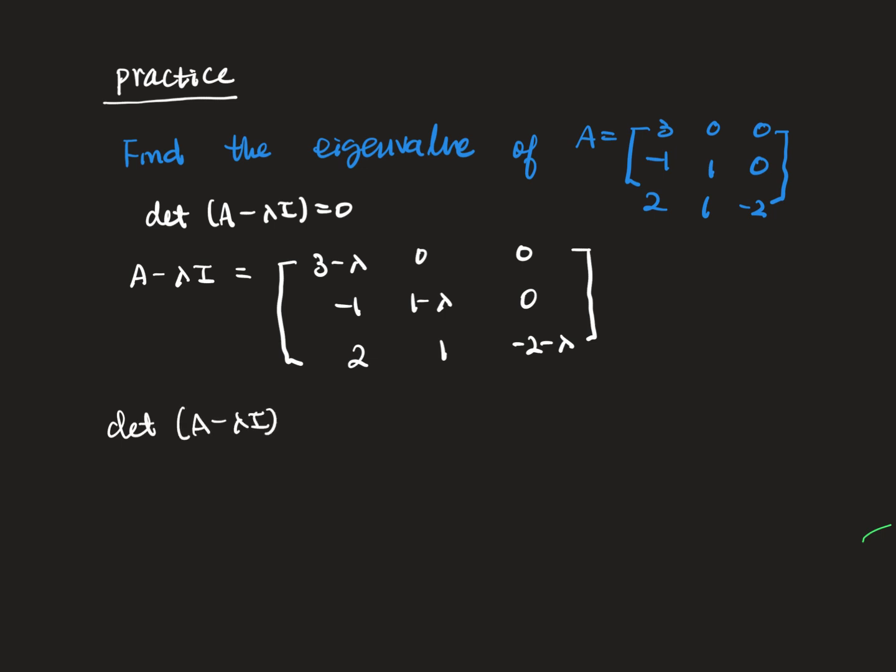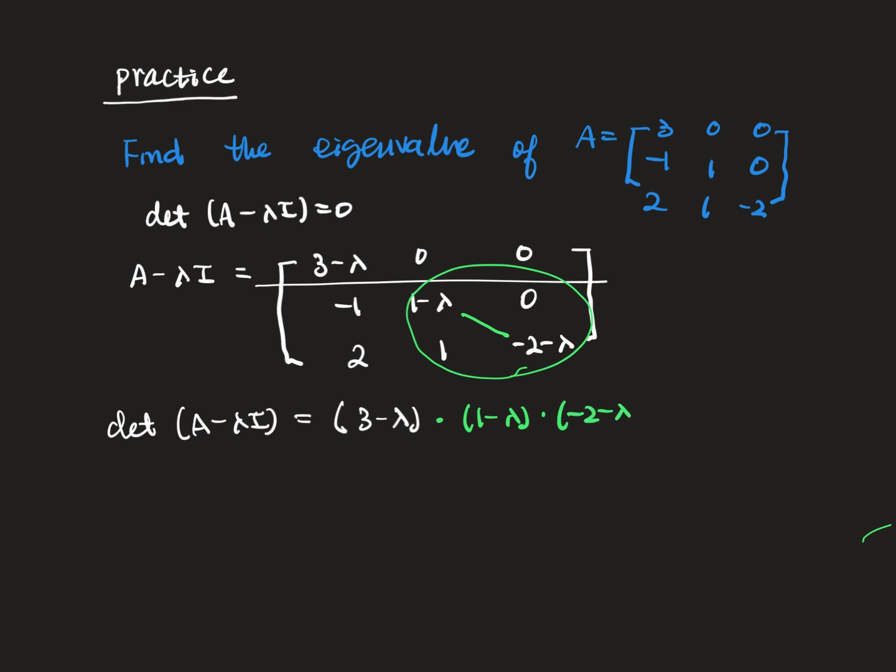Okay, second, how can we calculate the determinant of A minus lambda I? You're going to find the row or column with the most zeros. I'm going to pick the first one, here. You're going to expand along the first row, 3 minus lambda times the determinant of the 2 by 2 matrix, right? So this one is 1 minus lambda times negative 2 minus lambda, minus 1 times 0, which is 0. That's it. That's how you find the determinant of A minus lambda I.